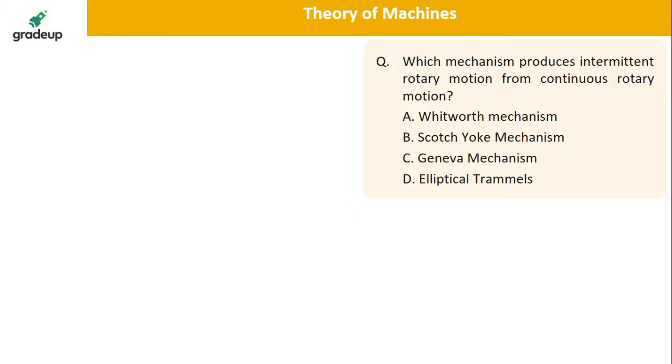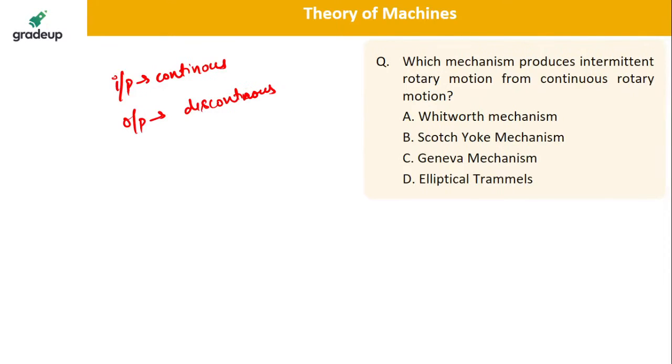Which mechanism produces intermittent rotary motion from continuous rotary motion? That means your input is continuous and your output is discontinuous. Tell me what type of mechanism we are using.